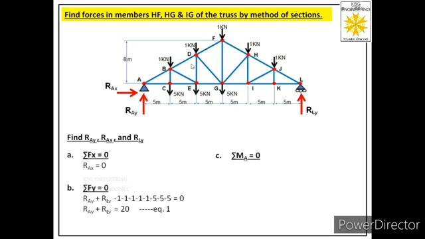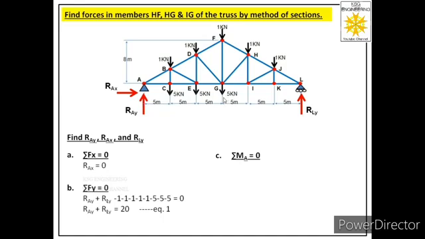Now we have 1 kilonewton force acting at joint D. It is also a clockwise moment, so it will be negative, and its magnitude will be 1 into 10. Next we have a force of 1 kilonewton at joint B. It will also produce clockwise moment, that means negative moment, and its magnitude will be 1 into 5.